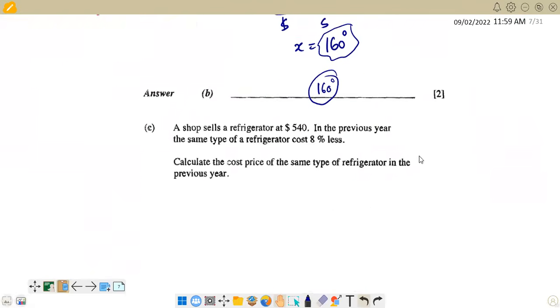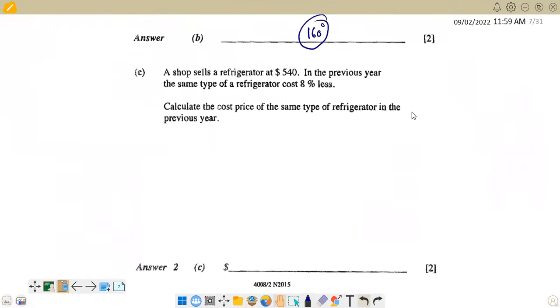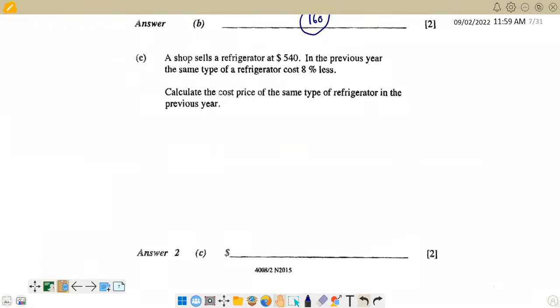Then number C, we are given a shop sells a refrigerator at $540. This is another statement. A shop sells a refrigerator at this price. Then in the previous year, the same type of refrigerator cost 8% less. Calculate the cost price of the same type of refrigerator in the previous year.